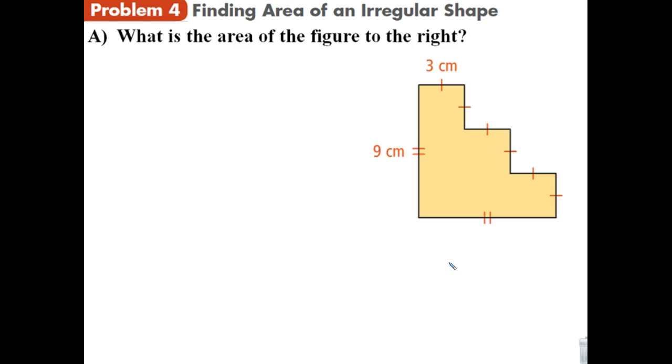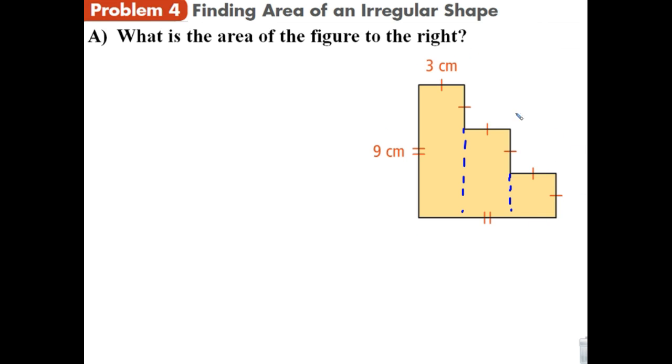In problem 4, we're finding area of an irregular shape. Now, here's an example of an irregular shape, a shape I don't have an area formula for. But if I split this into figures that I do have area formulas for, as in rectangles, the area addition postulate says I should just be able to add those 3 rectangles' areas together and get the area of the entire shape.